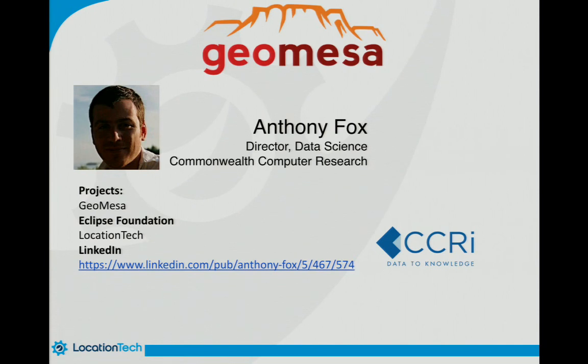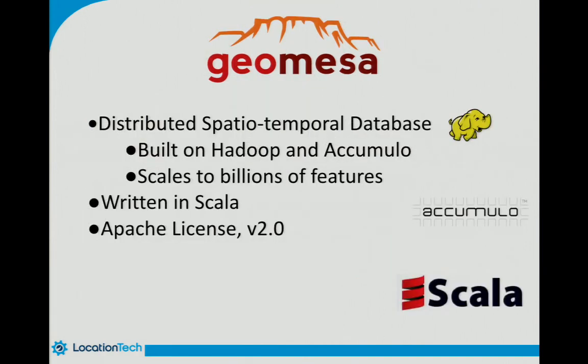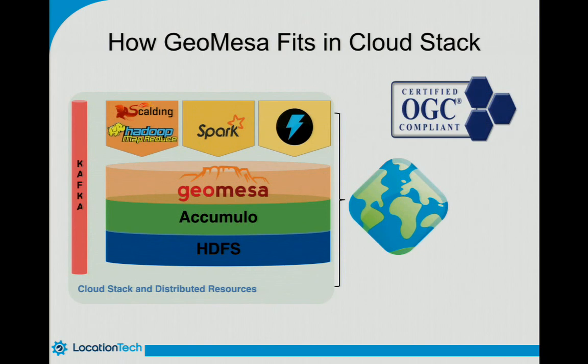The first one here is the GeoMesa project, put together by CCRI. Anthony Fox is the project lead. It's a spatial processing project built on Hadoop and Accumulo, and it scales out to billions of features. It's written in Scala. How many people work with Scala? A few people? It's very popular in the cloud computing space. We're seeing a lot of use there. So it's built on the Hadoop file system and Accumulo.